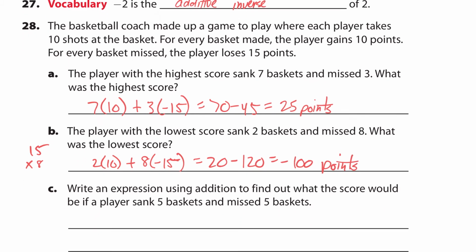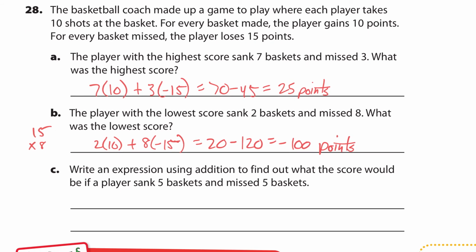Okay, write an expression using addition to find what the score would be if the singer. Okay, so it would be sank 5 baskets, so it'd be 5 times 10 plus 5 times negative 15. That's what I would do.